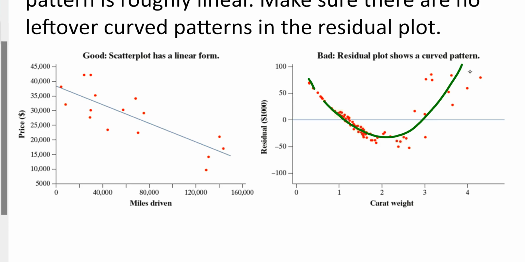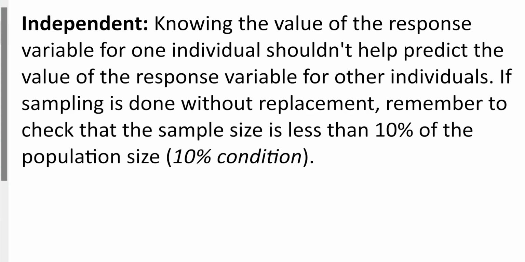This isn't even the same data from the two, but the scatter plot looks linear, the residual plot does not. It has to be both. So I would say the true relationship between x and y is linear or not. Second one, I, independent. Still something we're going to be checking.